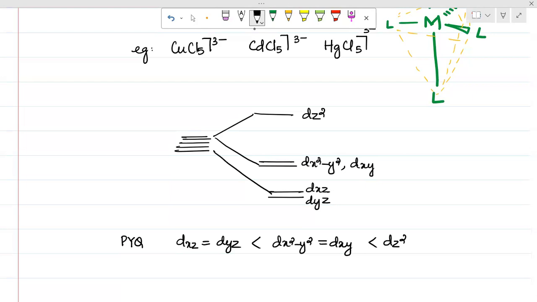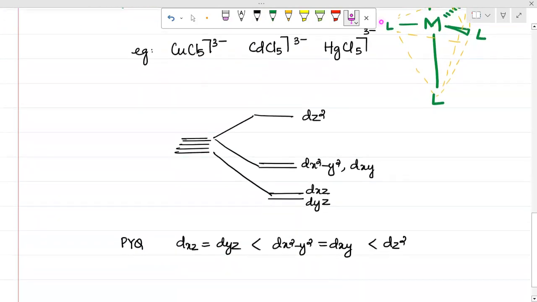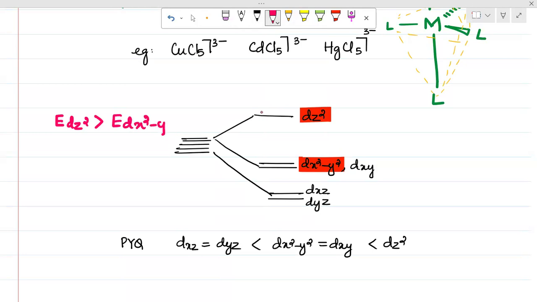Now over here, if they ask you to compare between the axial and the equatorial bonds. So how many axial bonds? 2 axial bonds along the z-axis. 3 equatorial bonds along the xy plane. Now let's look at the orbitals that lie along the axis. Who are they? dz square and dx square y square. Am I right? So the energy of dz square is larger than the energy of x square y square.